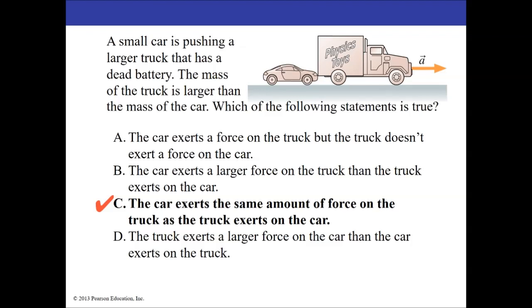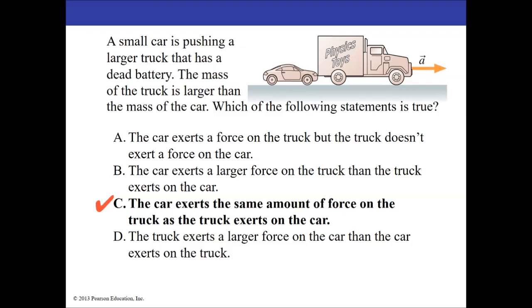Now, when people read this, though, there is something that gets people stuck. It's this idea that if the car and the truck push on each other, because the car is pushing the truck forward, that means the truck is pushing back on the car. So one question you could ask yourself is, how are things even moving then? If things are pushing back and forth on each other equally, I don't see how anything can move.